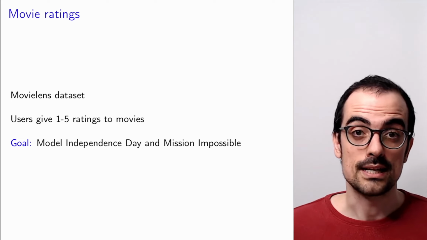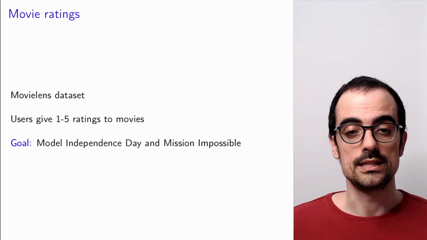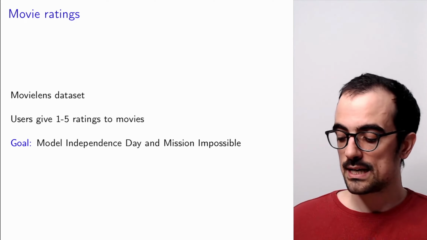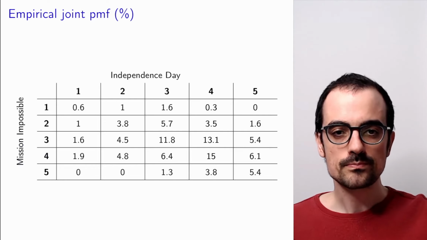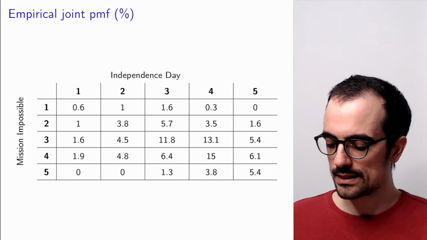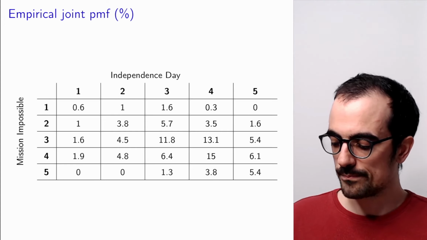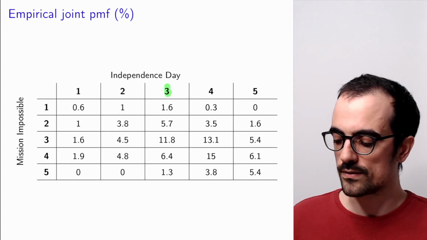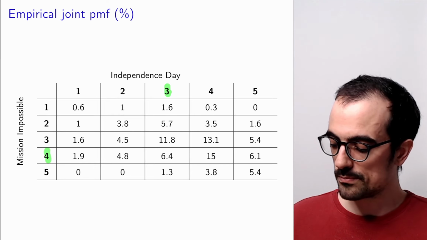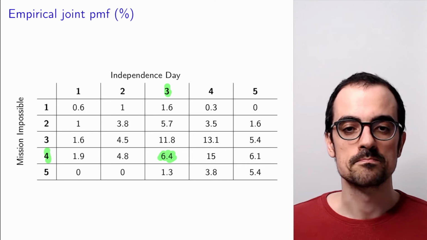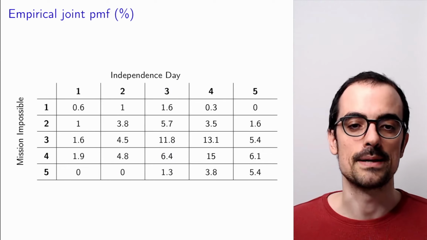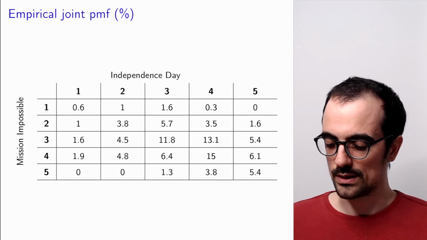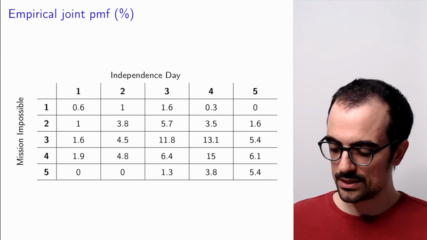Let's take a look at an example where we have two movies, Independence Day and Mission Impossible. And if you remember the video on multivariate random variables, we have their joint PMF. So we know, for example, that the probability that a user assigns a rating of 3 to Independence Day and 4 to Mission Impossible is 6.4%. Now, imagine that we're just interested in what people think of Independence Day. What do we do? Well, it's very easy. We just sum these probabilities over all the possible values of Mission Impossible. We sum them like this.